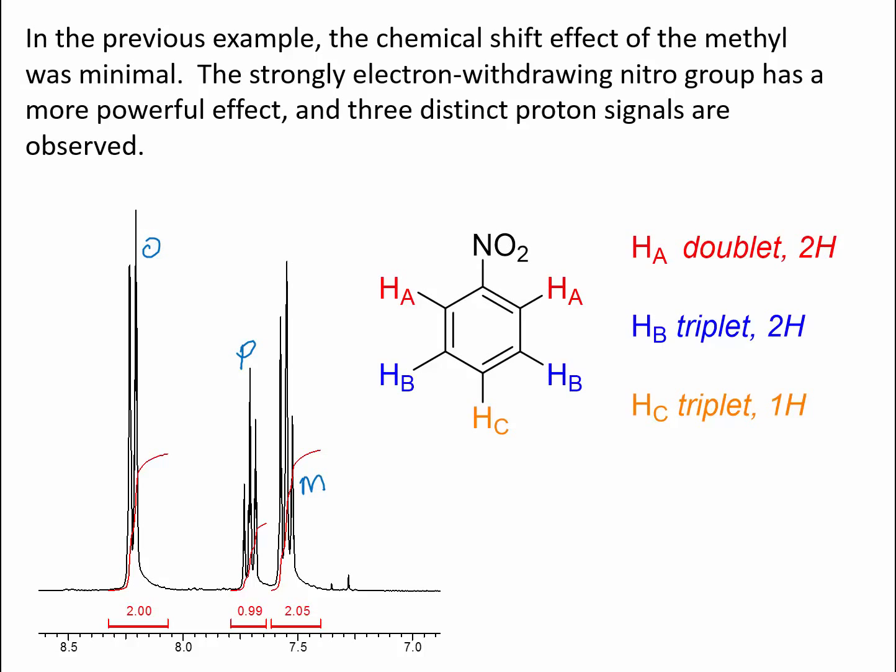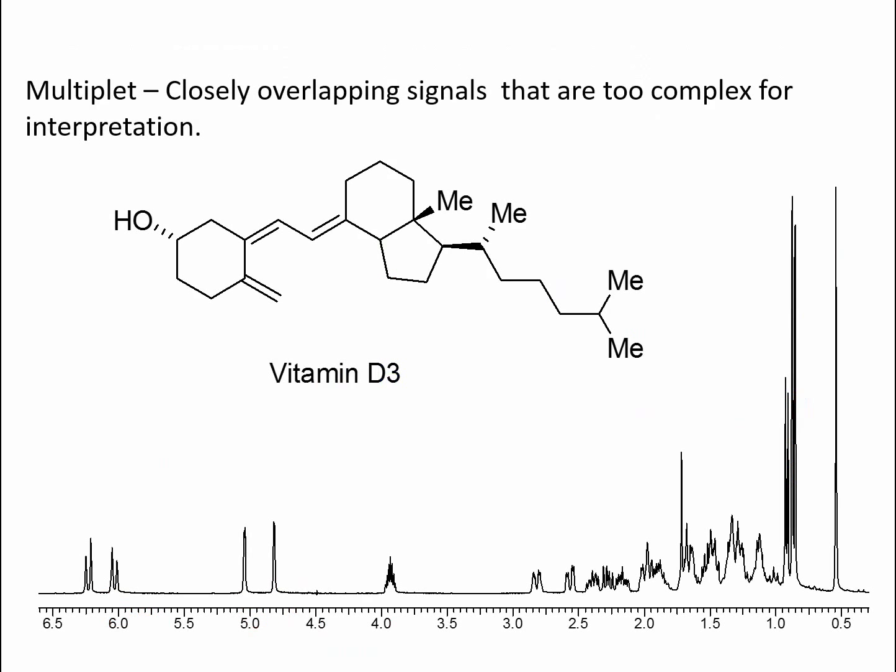All right. So you might get an accidentally isochronous situation. You might have them different. And sometimes if they're different and they overlap on top of each other, but they're not accidentally isochronous, you get a messy pattern that you can't interpret, and that's called a multiplet. All right, let's look at a multiplet here.